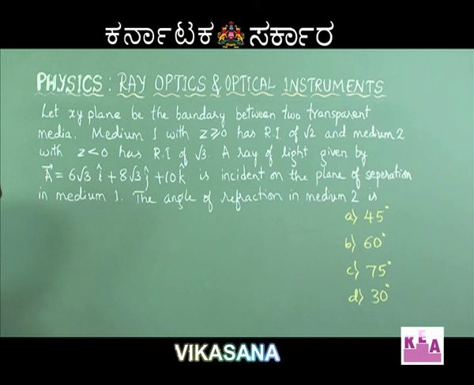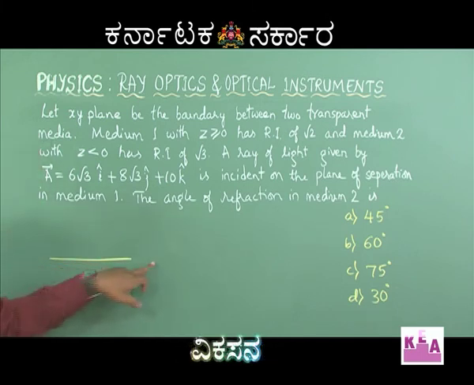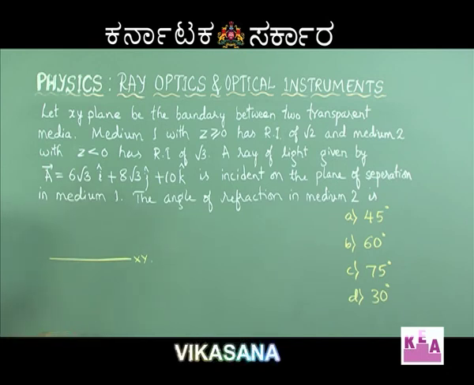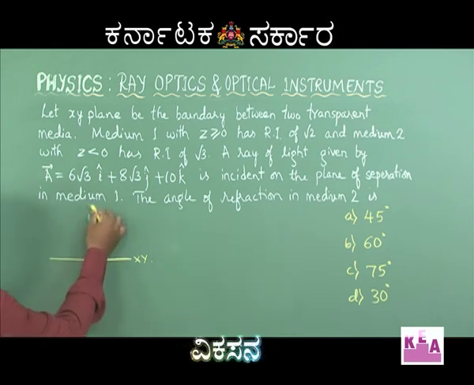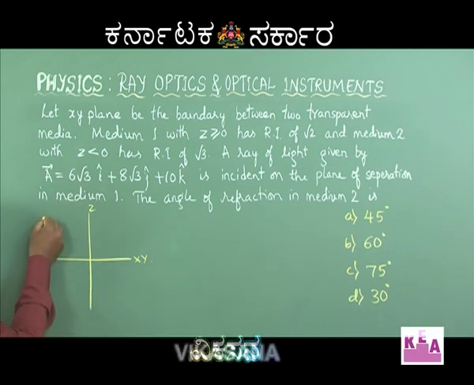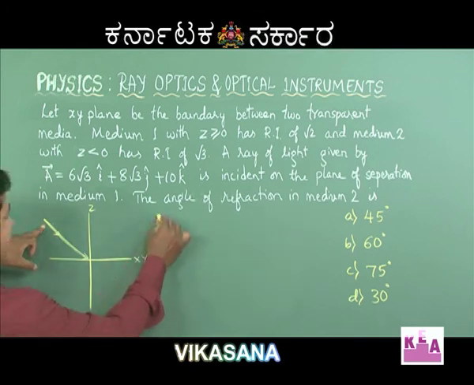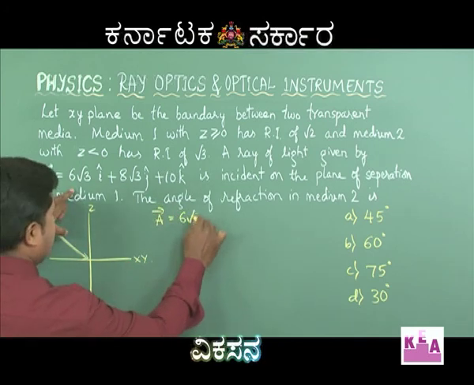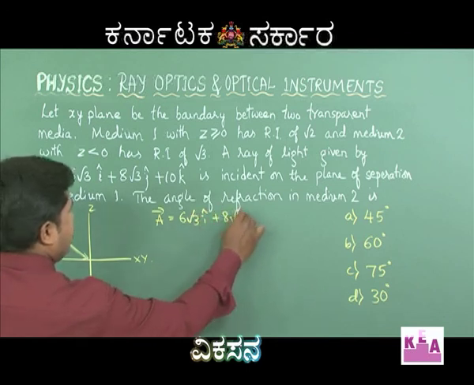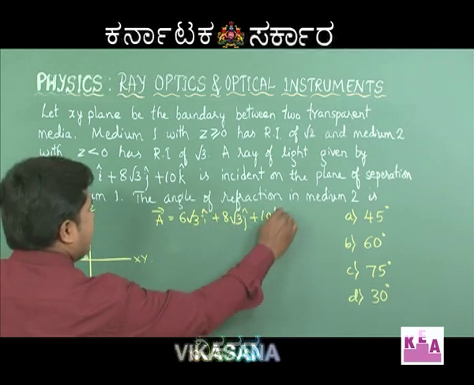This is the interface which separates two media. It is mentioned that it is the xy plane here. This is the xy plane, and what is normal to the xy plane? Obviously it has to be the z axis. So this is my z axis. Now the incident ray is incident like this. Let me say that this is the incident ray. It is given by vector A. Let me write that vector A once again. It is 6√3 i plus 8√3 j plus 10 k.